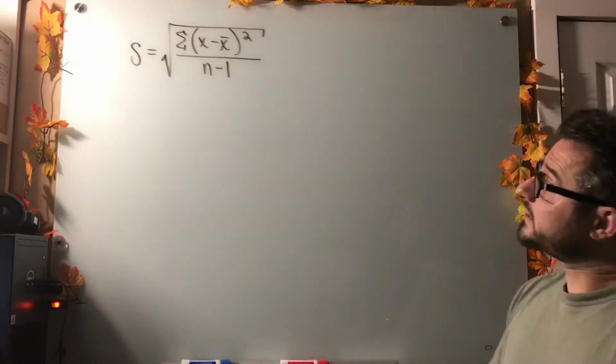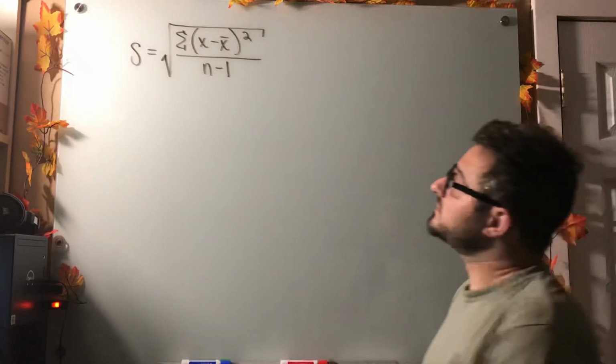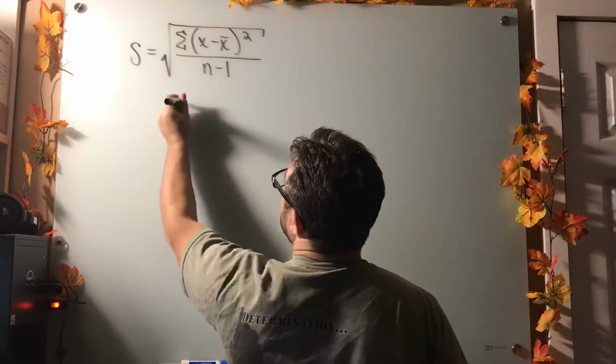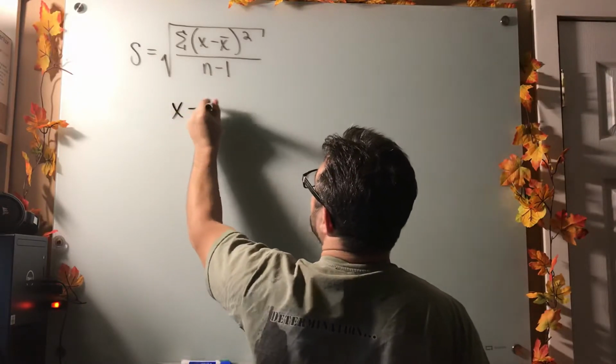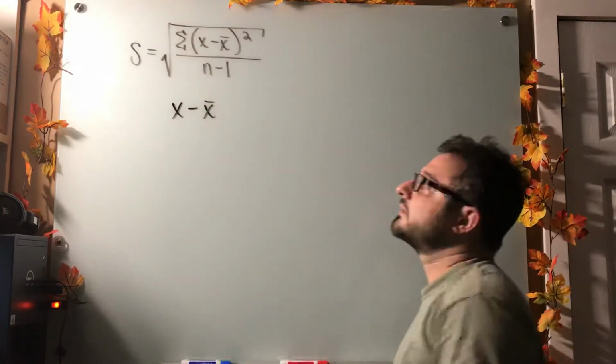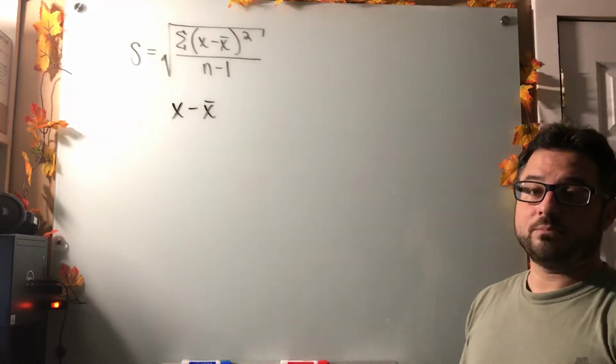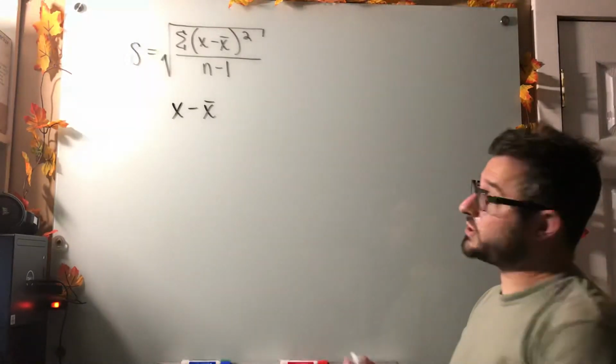So, the first thing that happens in this formula is that for every data value, we find its distance from the mean. This is the deviation.